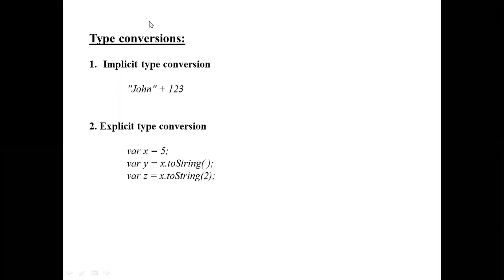So this is about type conversion, implicit type conversion and explicit type conversion. Here implicit type conversion is automatically done by the interpreter. Explicit type conversion is done by the programmer.